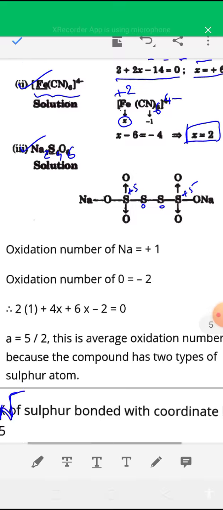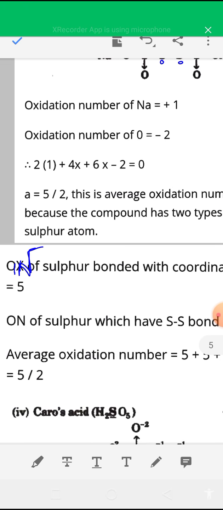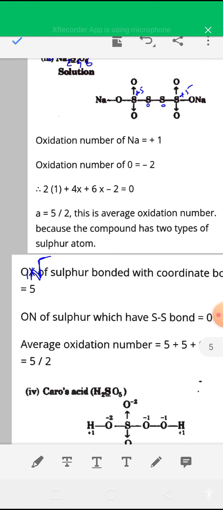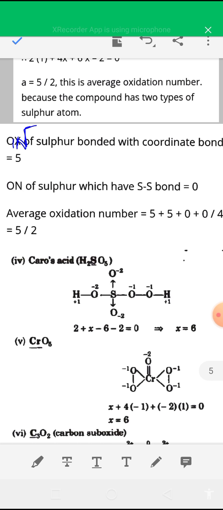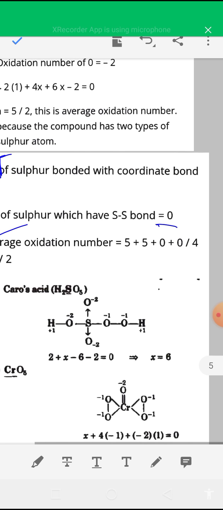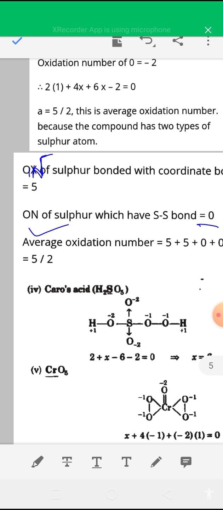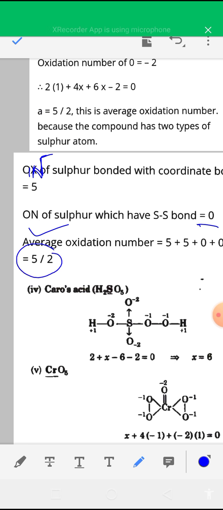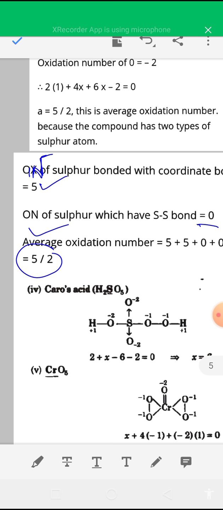Okay, so two types of sulfur atom are present in Na2S4O6, and their oxidation numbers are also different. The oxidation number of sulfur which has an S-S bond is 0. So the average oxidation number is (5 + 5 + 0 + 0) divided by 4, that is 5/2. This is the average oxidation number, not the actual oxidation number of each sulfur atom. The actual oxidation numbers are +5 and 0.